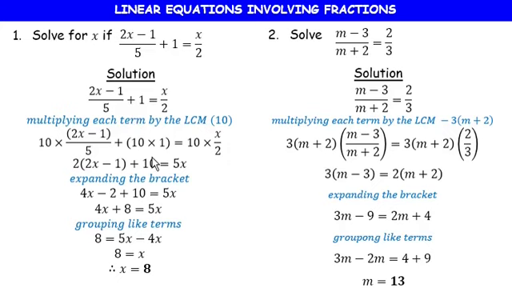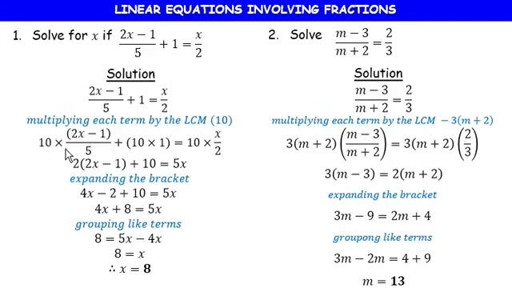So what we do is we multiply each term by the LCM, so that the denominators will cancel out. The two denominators here are 5 and 2. So we are going to find the LCM of 5 and 2, which is 10. So we are going to multiply each term by 10.